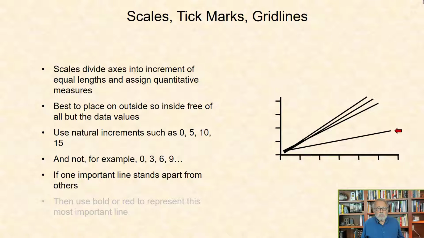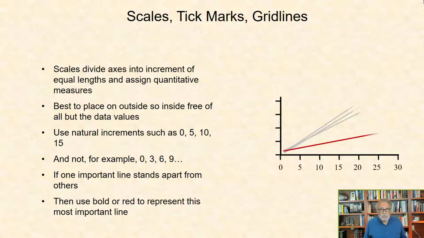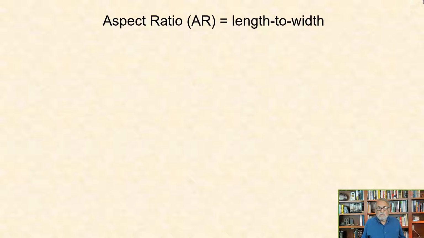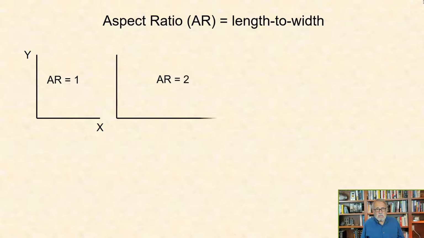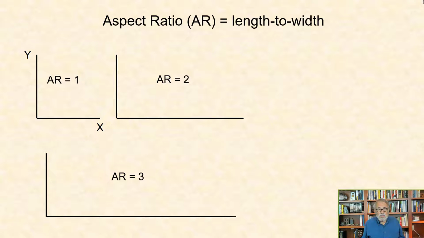If an important line stands apart from others, then use bold or color, such as red, to represent this most important line. Another important characteristic of all graphs is with respect to their aspect ratios. These equal the ratio of length to width, which is to say the length of the x-axis relative to the height of the y-axis. Here are 3 example graphs with different aspect ratios, including one with an aspect ratio of 1, another with an aspect ratio of 2, and a third with an aspect ratio of 3.